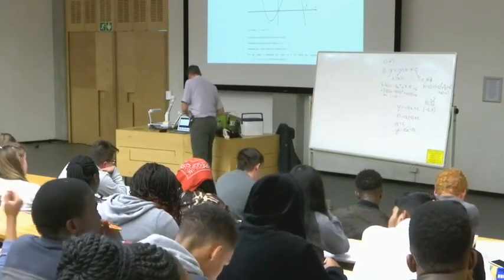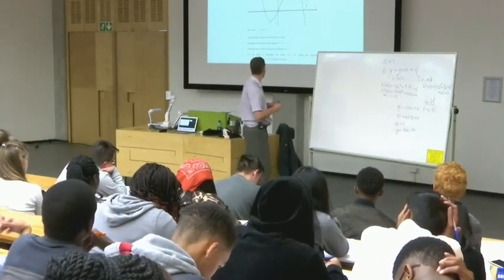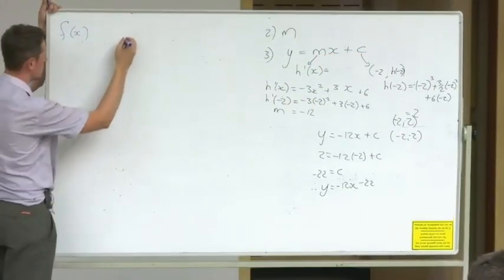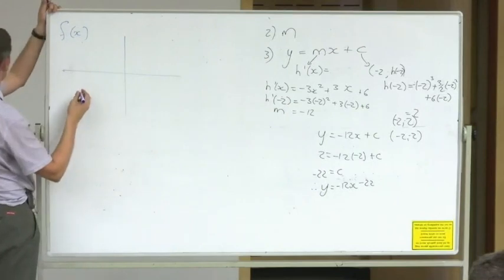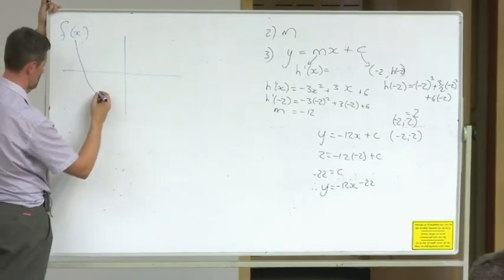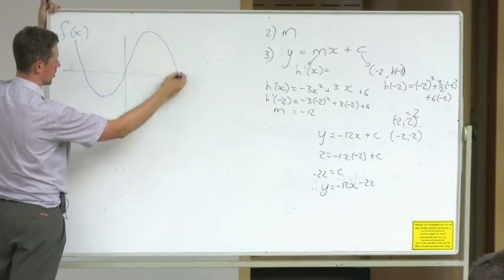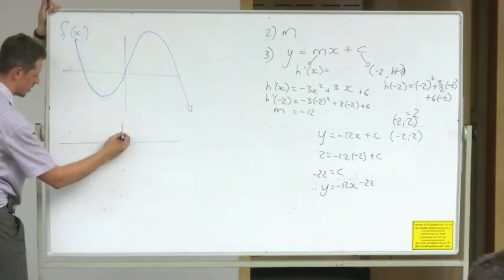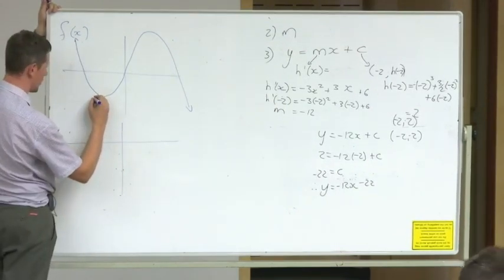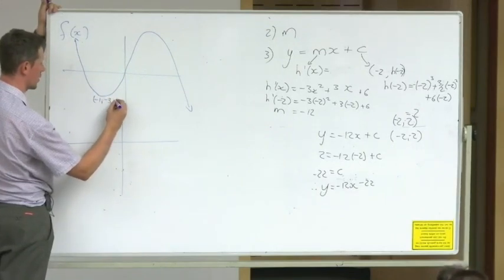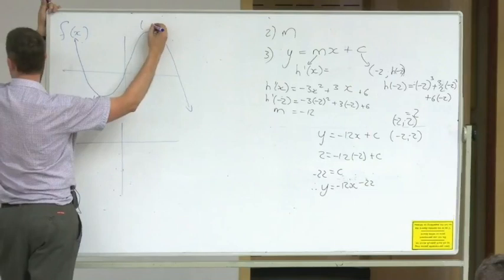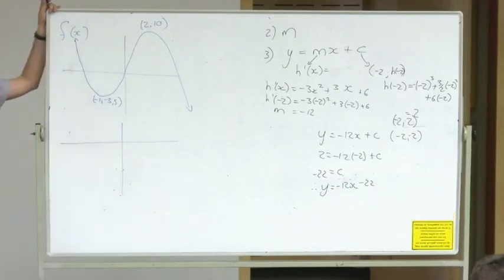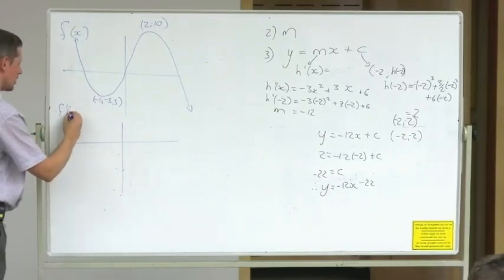Okay. So let's quickly draw. I'm going to draw f of x on this board. So if I look at f of x, it looks like this. Okay, so now my question is, it has turning points at (-1, -3.5) and at (2, 10). The question is, how does the derivative look?